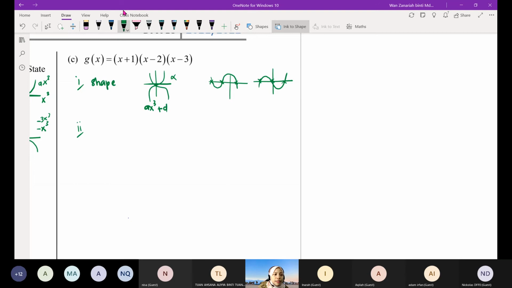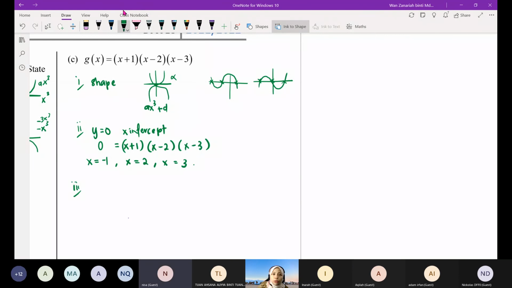Y equals to 0 kan? So kalau Y equals to 0, maksudnya G(x) equals to 0. Y equals to 0, kita cari apa? X intercept. So this is 0. X plus 1, X minus 2, X minus 3. So you have X equals to negative 1, 2, 3. Very good. Okay. Lagi, next step dia suruh apa?